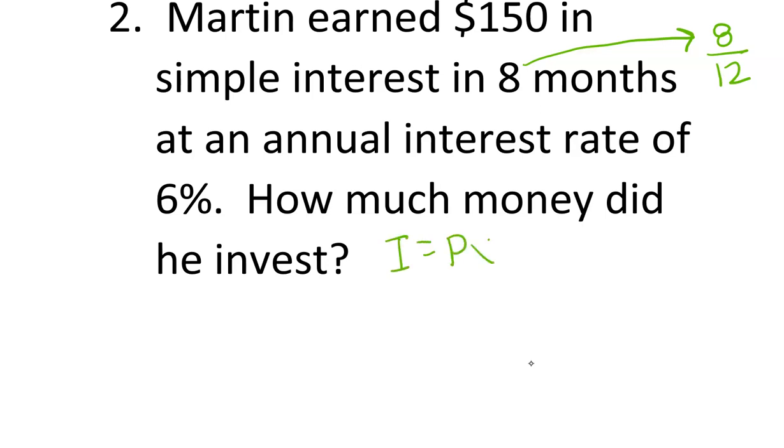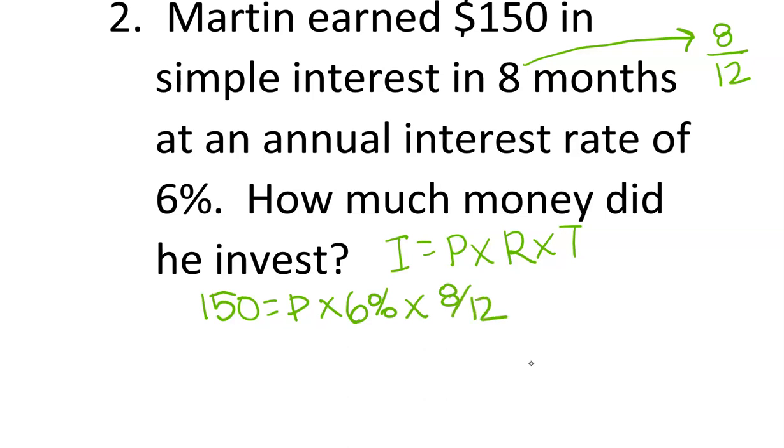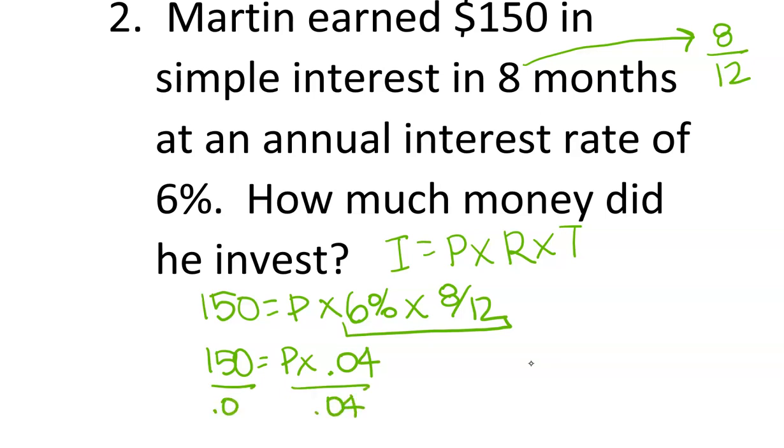Interest equals principal times rate times time. This time he earned $150, so we're going to put that on the interest side. The money he invested would be the principal. The rate is 6%, and the time is 8 over 12. So what I'm going to do first is multiply those two. So 6%, don't forget the percent key, times 8 divided by 12 is 0.04.